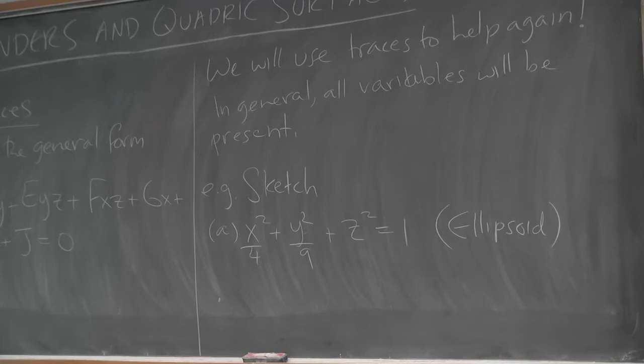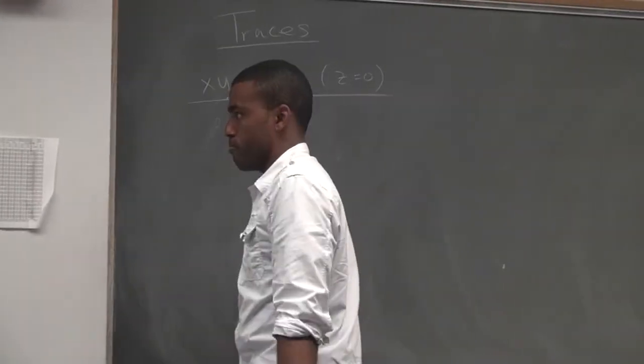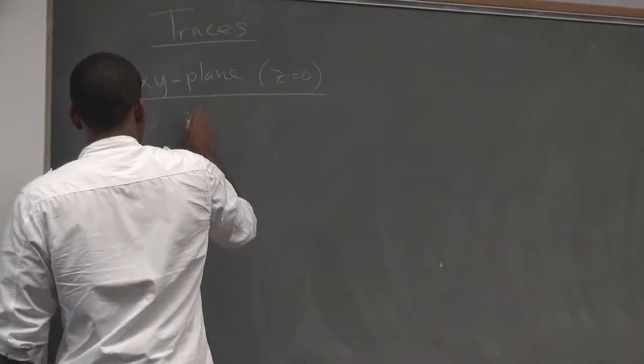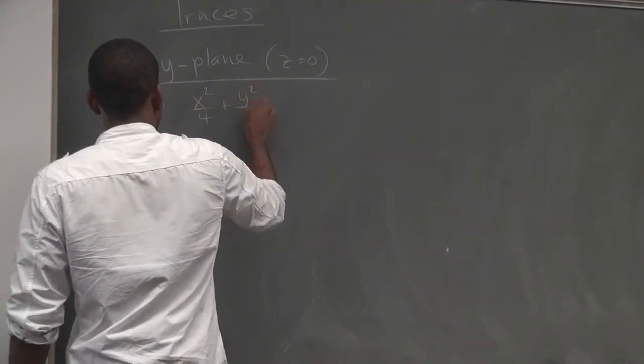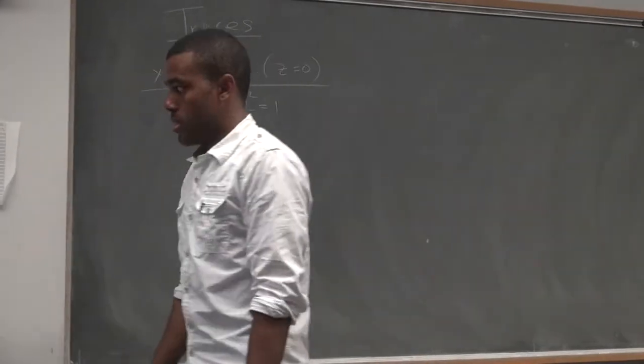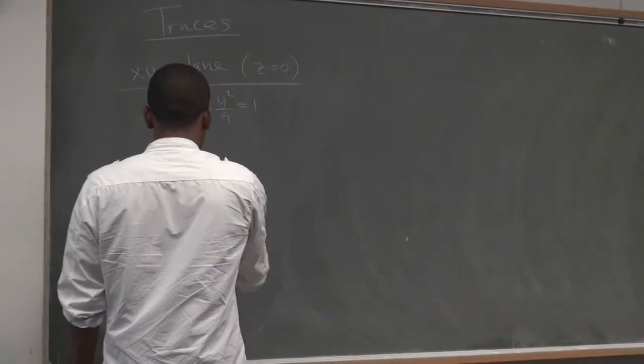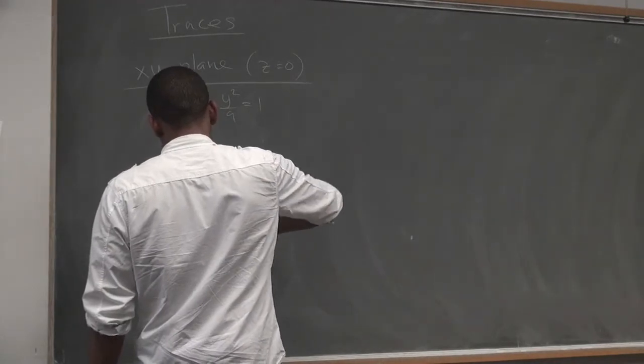Okay, so the idea here is to use traces, and a good place to start with the traces is at the coordinate planes. So we're going to look at what it looks like in the xy plane, the xz plane, and the yz plane, and then we put all these shapes together. So let's start with the traces. Let's look at the xy plane. Of course, this means z equals 0. So we're actually looking at the curve x squared over 4 plus y squared over 9 equals 1. And what does that look like? Well, we actually drew it before. That was just an ellipse, elongated along the y.